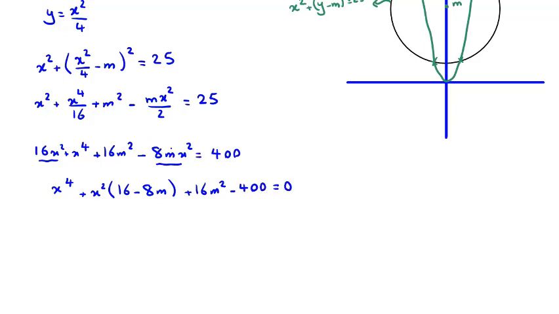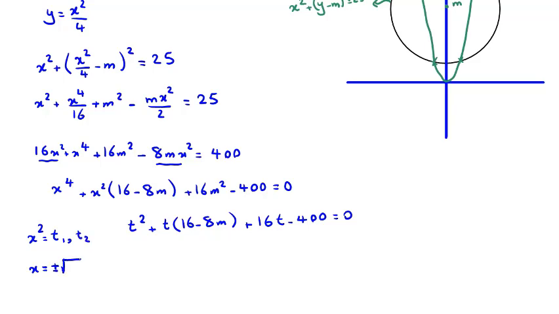Okay, now we want to find 4 x's. So if I consider x squared equals t, then we have a quadratic function in terms of t: t squared plus (16 minus 8m) t plus 16m squared minus 400. Here we want to have 4 intersections, so we should have 4 answers for x, and we know they are different. So if we find t1 and t2, x will be plus or minus root t1 and plus or minus root t2. Then we can say x has 4 solutions.